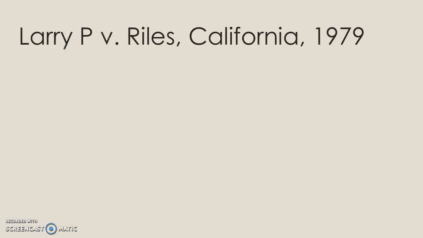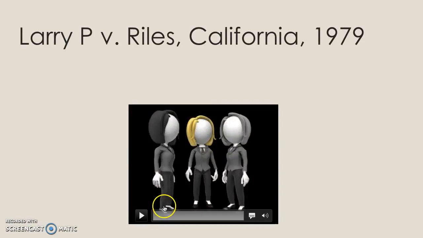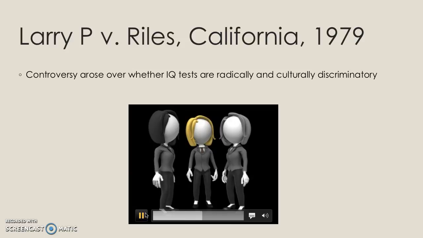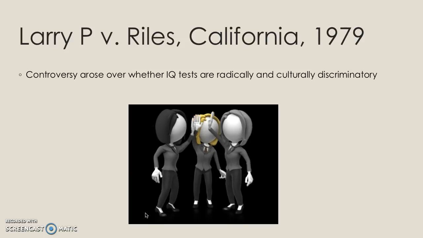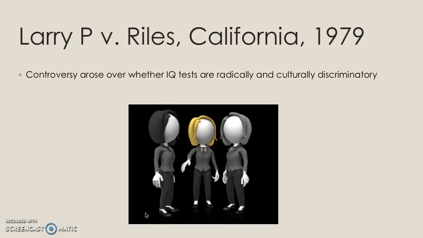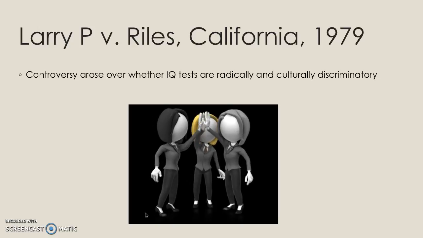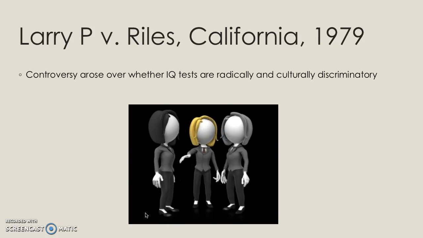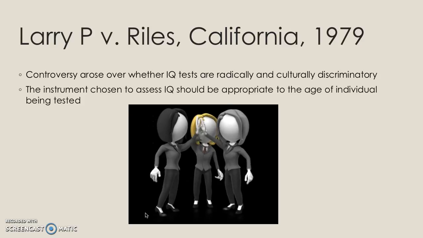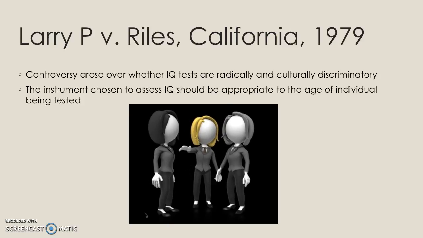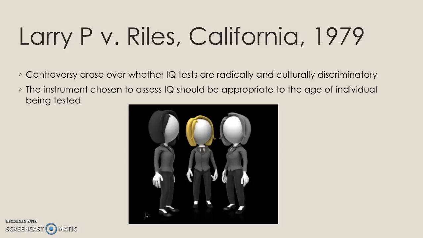Larry P. v. Riles, California, 1979, was a controversy over whether IQ tests are racially and culturally discriminatory based on content. For example, if someone who lives in a landlocked state gets asked about a fishing rod, is that discriminatory based on where they live? The instrument chosen to assess IQ should be appropriate to the age of the individual being tested and free of cultural bias.